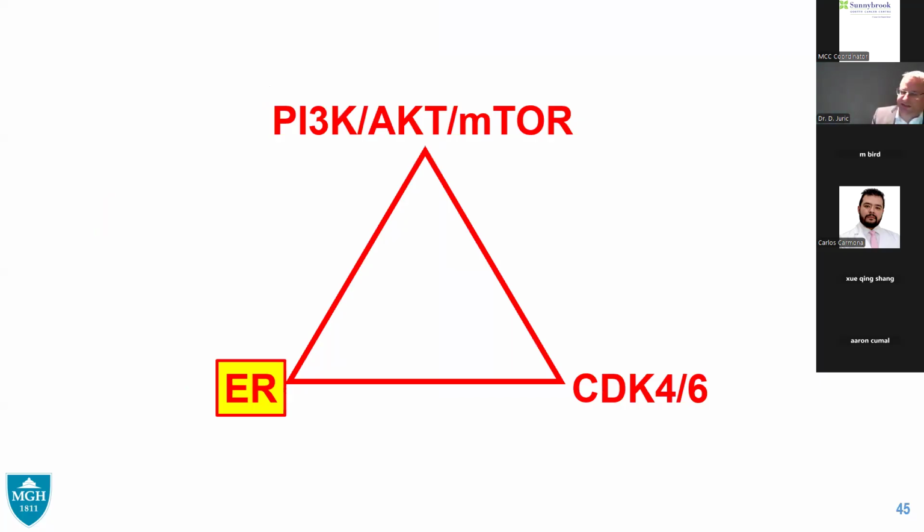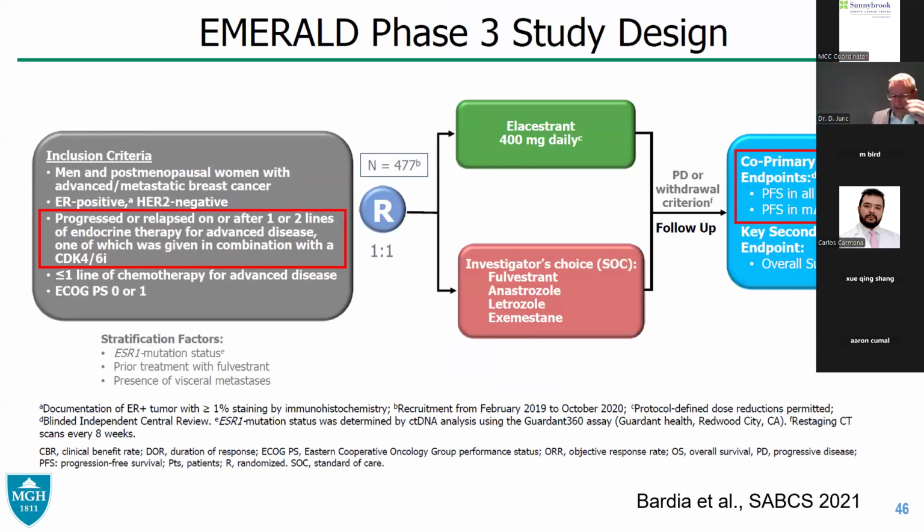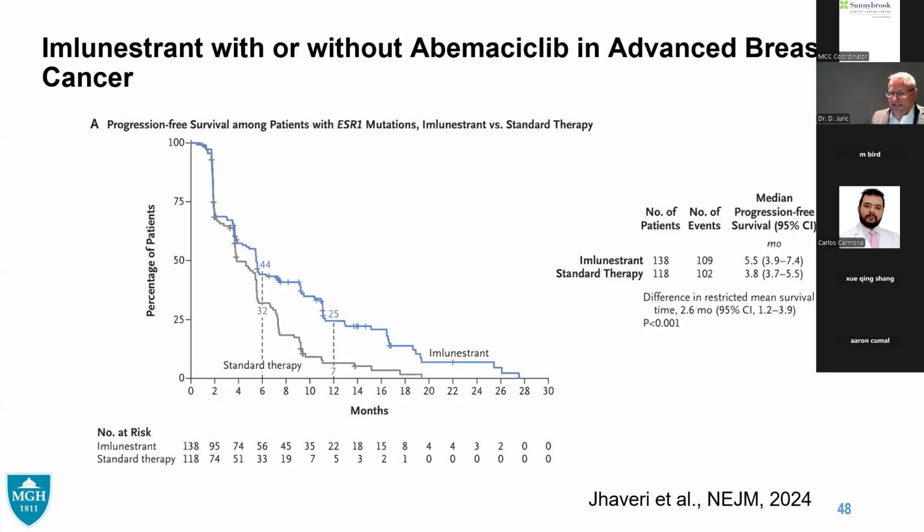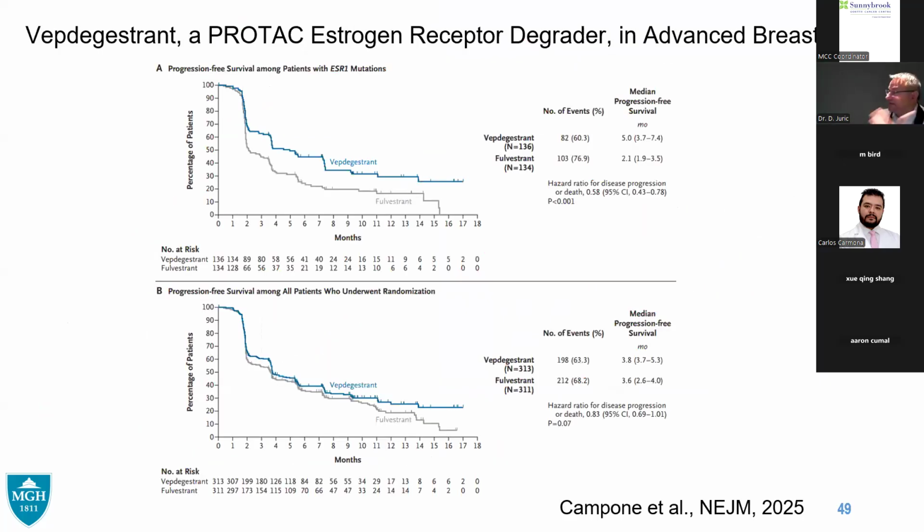So now we have multiple ER agents at our disposal for these combinations. Elacestrant, these are the data for it. Imlunestrant, you know the data. Vepdegestrant, which is a PROTAC, a completely new mechanism of degradation using a relatively large molecule.